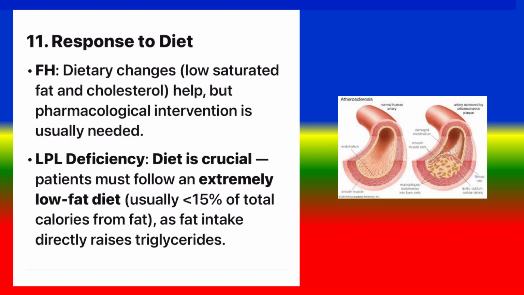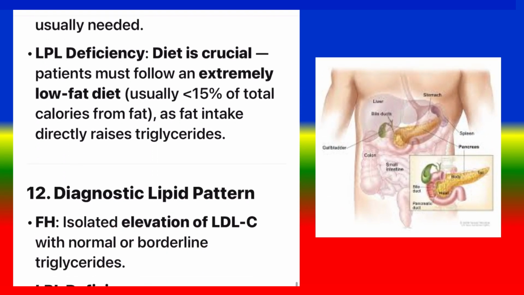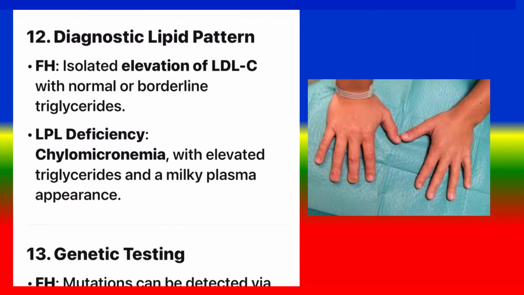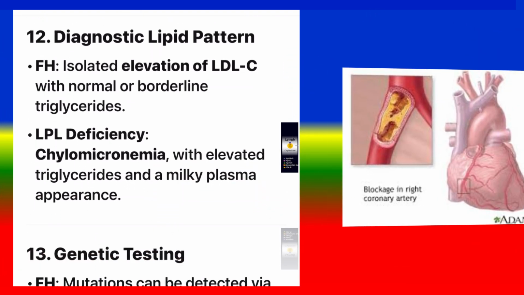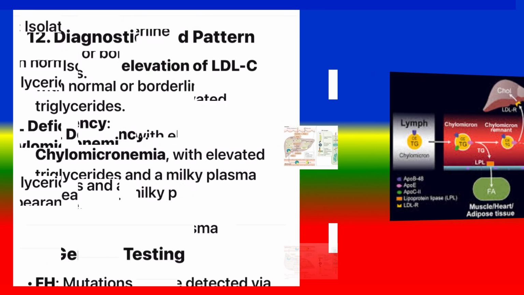11. Response to diet. FH, dietary changes, low saturated fat and cholesterol help, but pharmacological intervention is usually needed. LPL deficiency, diet is crucial. Patients must follow an extremely low-fat diet, usually 15% of total calories from fat, as fat intake directly raises triglycerides. 12. Diagnostic lipid pattern. FH, isolated elevation of LDL-C with normal or borderline triglycerides. LPL deficiency, chylomicronemia with elevated triglycerides and a milky plasma appearance.